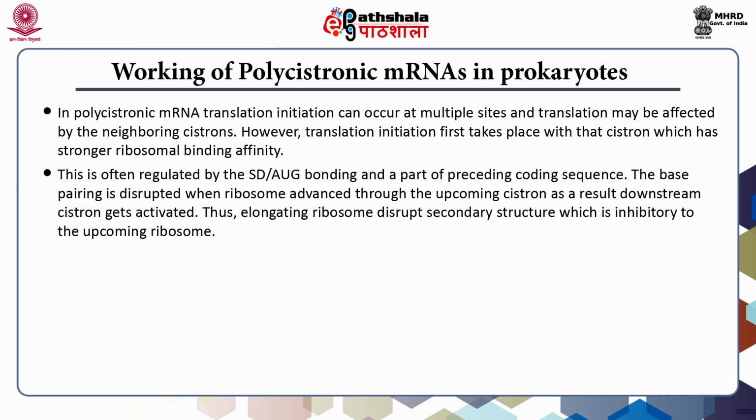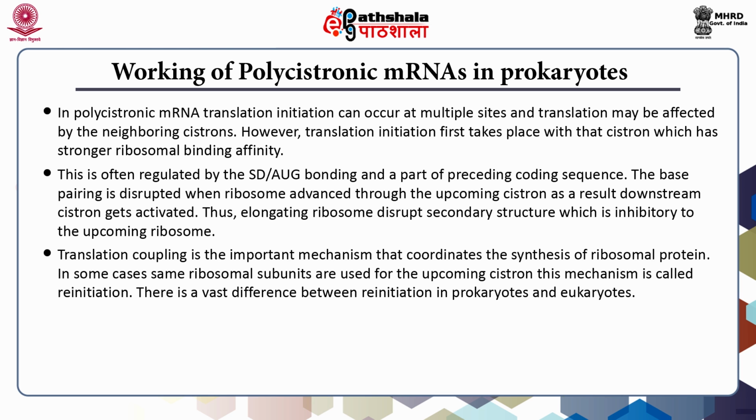The base pairing is disrupted when the ribosome advances through the upcoming cistron, and as a result, downstream cistrons get activated. Thus, the elongating ribosome disrupts secondary structure which is inhibitory to the upcoming ribosome. Translation coupling is the important mechanism that coordinates the synthesis of ribosomal protein. In some cases, some ribosomal subunits are used for upcoming cistrons. This mechanism is called reinitiation.